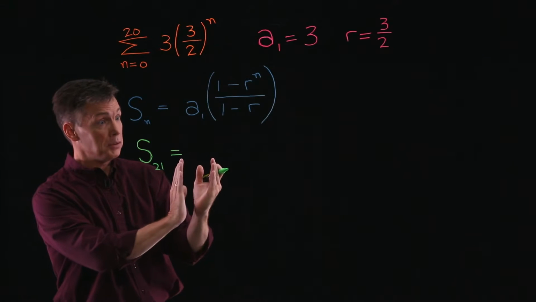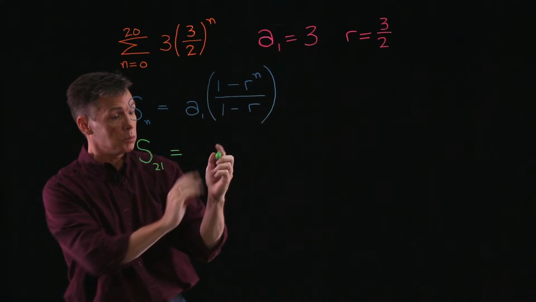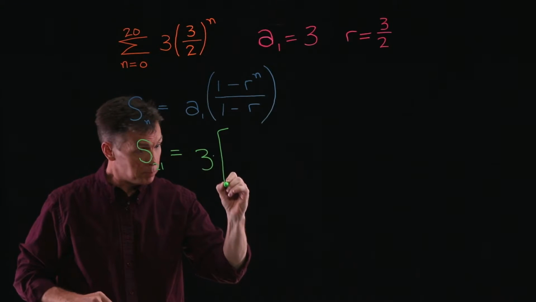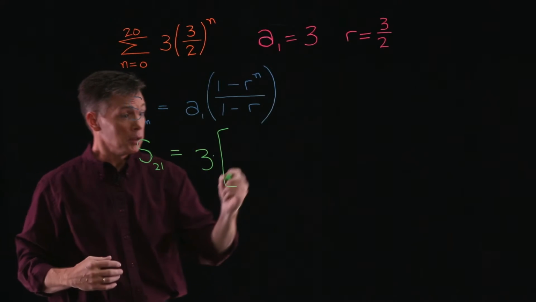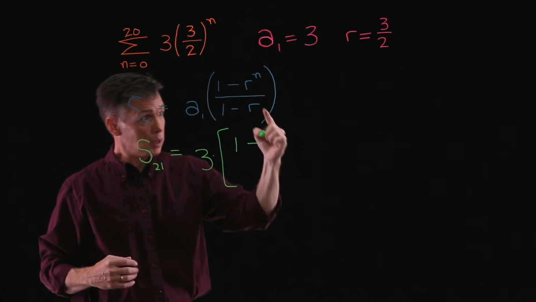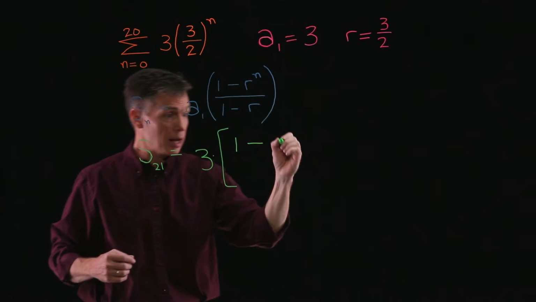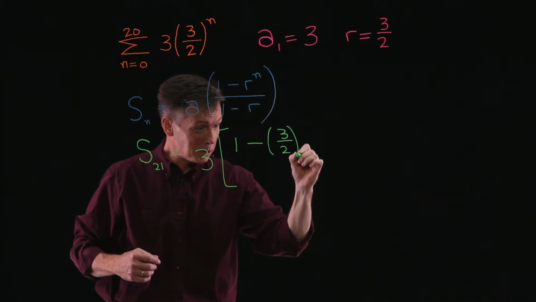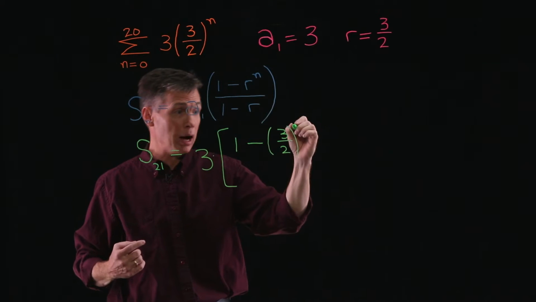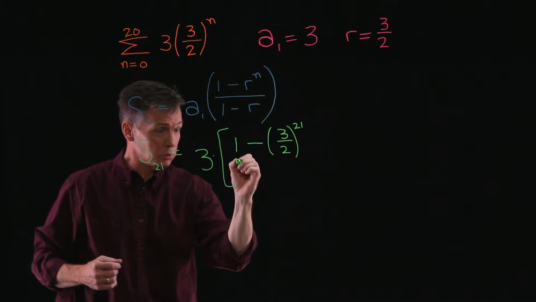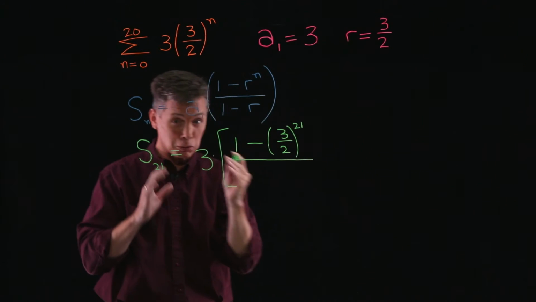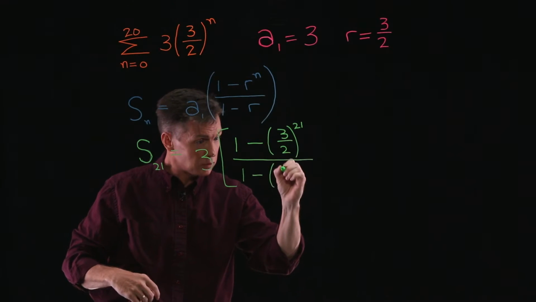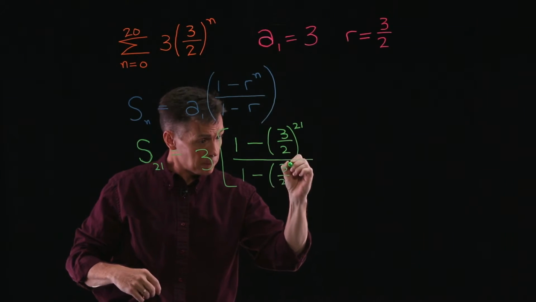All right, let's put the rest of our pieces in place here. My a sub 1 was 3. I'm going to multiply by, I'm going to set up a big set of square braces for my organization because inside I think I'll use parentheses for my r, which is 3/2. Let's put parentheses around that. And as I tried to warn you about, we will raise that to the 21 power. Someone in your class will make the mistake of raising that to the 20th power. Don't let that be you. Down in the denominator, 1 minus that same r value of 3/2.